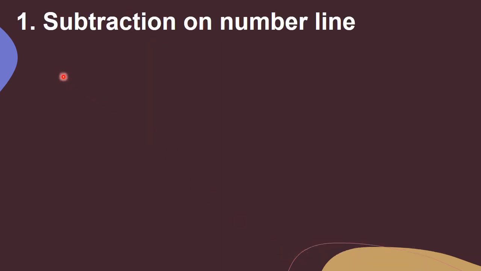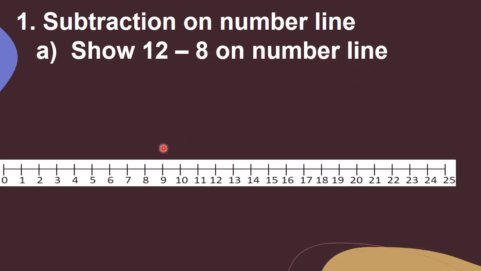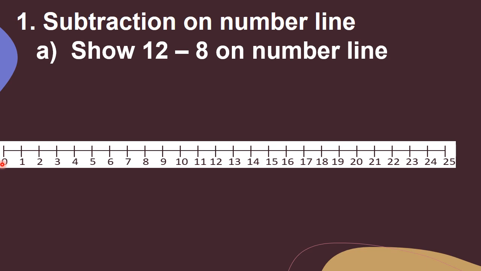Let's start. Our first topic is subtraction on number line. Here we have to show 12 minus 8 on the number line. This is a number line. Here the numbers are written from 0 to 25, and we have to show 12 minus 8. So our first number is 12. So we will move from 0 to 12 like this.